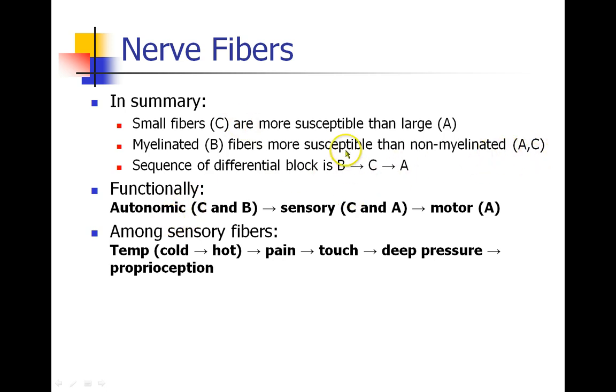And so our differential block usually starts with B fibers, which tend to be autonomic, and a little bit of C, and then more of the C and A fibers, which are sensory, and finally the thickest A fibers, which are motor, are the hardest to block. And then within sensation, we find that temperature is usually the first thing to get blocked, and then pain, and then as we get to things like touch and deep pressure and proprioception, which are transmitted by thicker fibers, these become a little bit harder to block within the spectrum of sensory blockade.